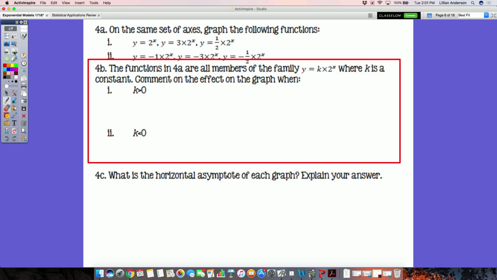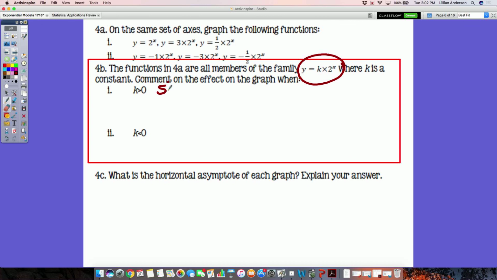Good stuff. And the last one. Then I had you graph these: 2 to the x, 3 times 2 to the x, 1/2 times 2 to the x. They were all members of this particular type of family when there's a number in front. What effect does having a value that's bigger than 0, positive, have on your graph? The slope becomes more vertical as it crosses. So it's steeper? It's on the right side of the y-axis, and it's going up.